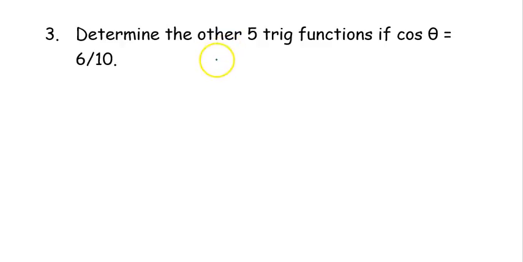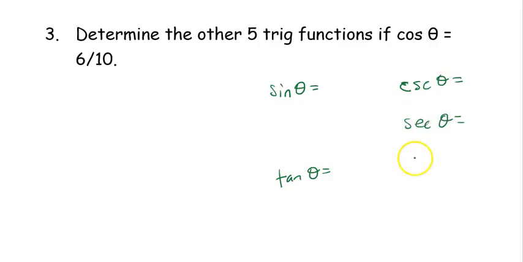Okay, number 3 says determine the other 5 trig functions if the cosine is 6/10. So again, I'm going to set up, I already know the cosine, so I need the sine, I need the tangent, I need the cosecant, the secant, and the cotangent. So if I know the cosine is 6/10, the secant has to be 10/6. And, you know, I don't mind, we can reduce this, okay? So this would be 5/3, and this would be 3/5.